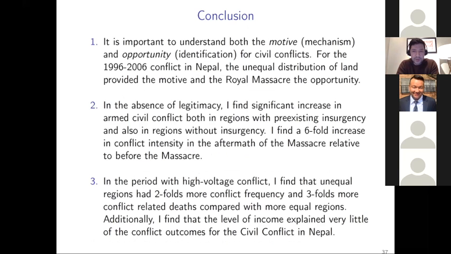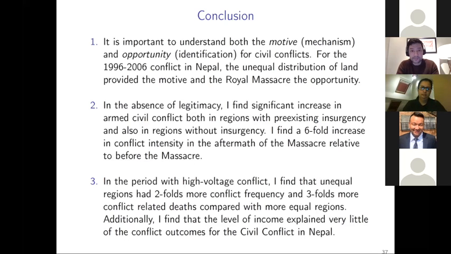So to conclude, looking at the institutional framework gives you an idea of what the opportunities and motives are for conflict. Using that, I find a 6-fold increase in conflict in the aftermath of the massacre in Nepal, and a 2 to 3-fold increase in higher inequality districts compared to lower inequality districts. I'll stop there. Thank you very much.